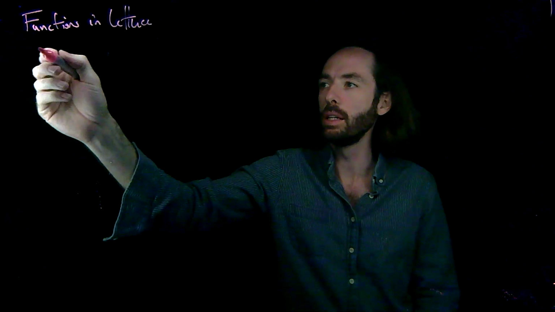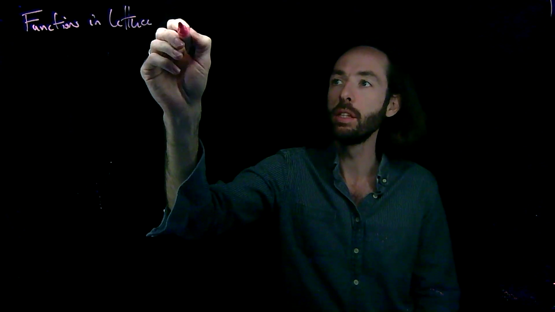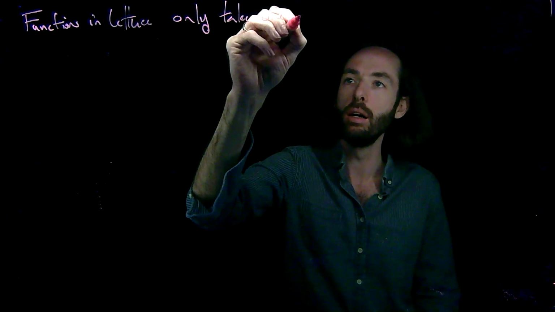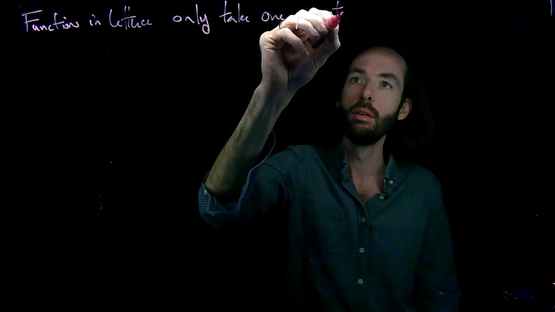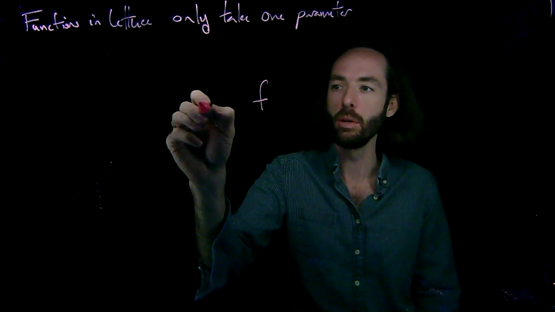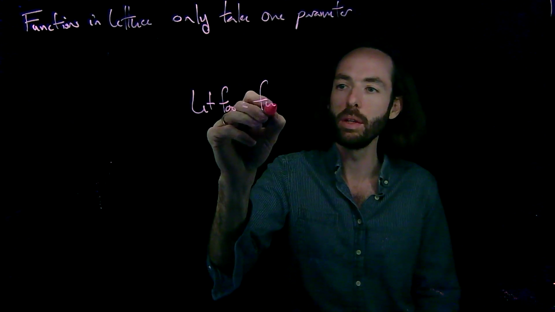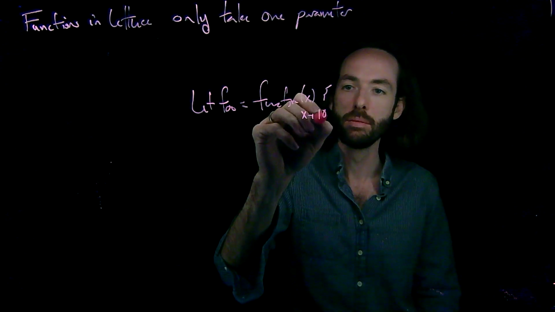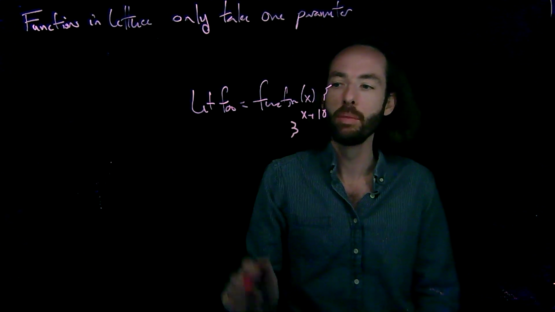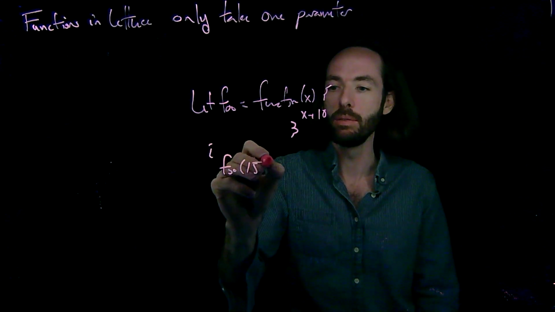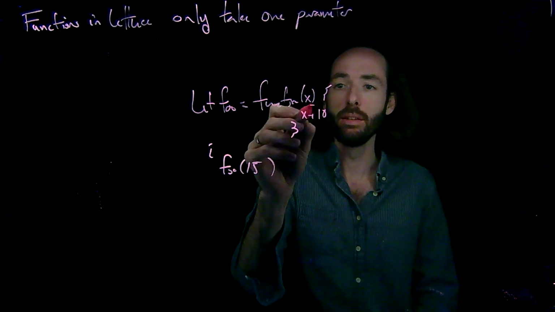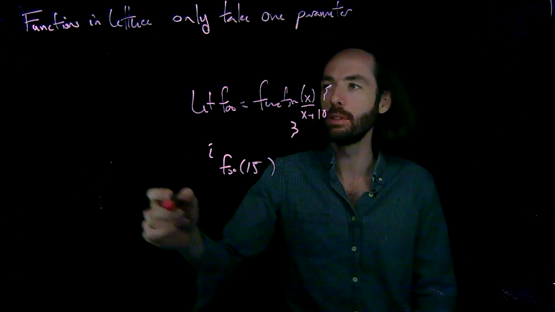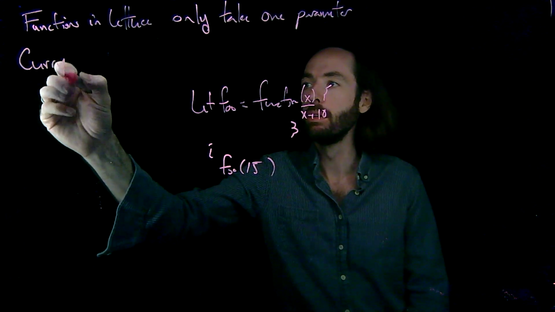One more thing about our functions here is that functions in lattice only take one parameter. So we saw in our definitions they were all like let foo equal a function of x plus 100, and let's say x plus 10, and then in maybe foo of 15. We're only allowing a single parameter here. But that actually doesn't limit us in any way. It just forces us to do what's called currying.